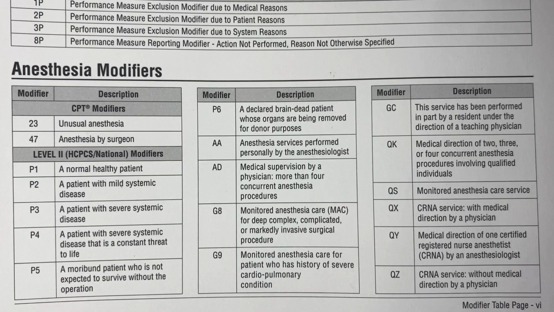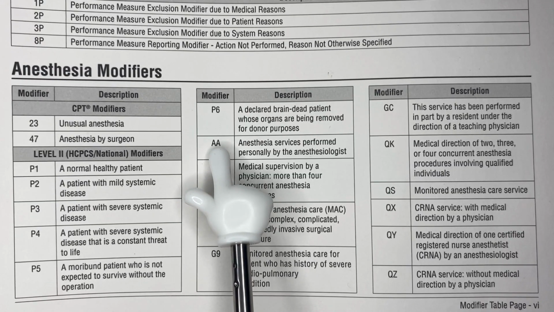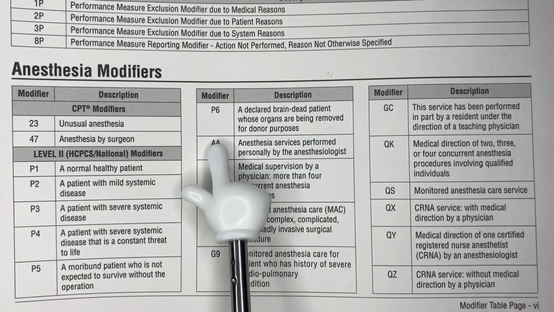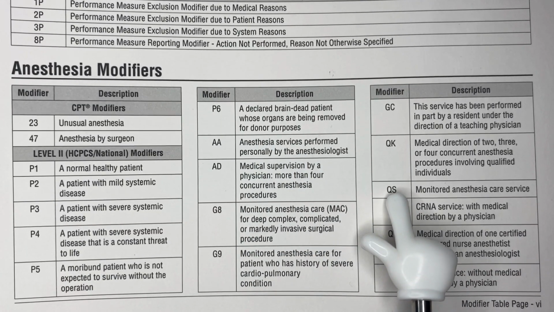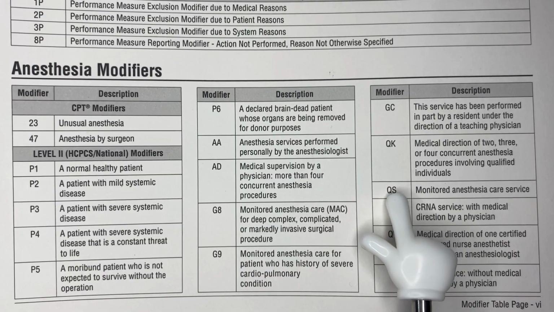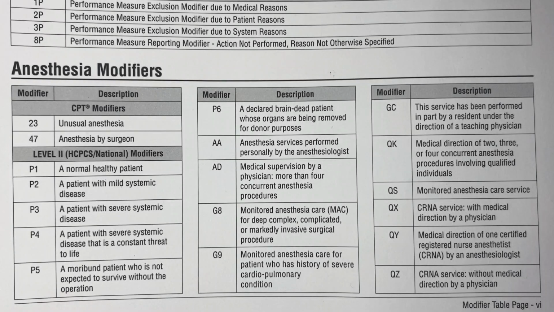Now we're going to go over into our anesthesiologist modifier because that's who performed the anesthesia care. So we're going to attach the AA for anesthesia services performed personally by an anesthesiologist. But we're also going to append the QS because the documentation said that it was monitored anesthesia care services. It's supposed to be a coding scenario.